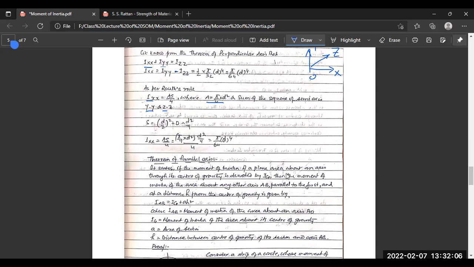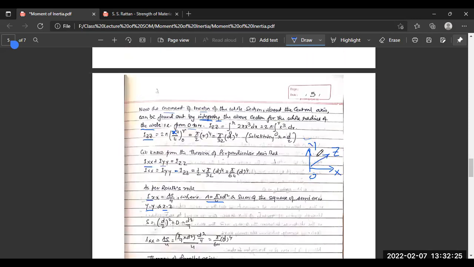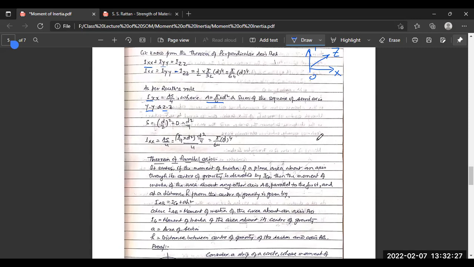So Ixx is equal to A S by 4, so pi by 4 d square times d square by 4 by 4, or pi by 64 d to the power 4. This is the same as the x-axis and y-axis result, the same as the theorem of perpendicular axis, Iz equal to Ix plus Iy.